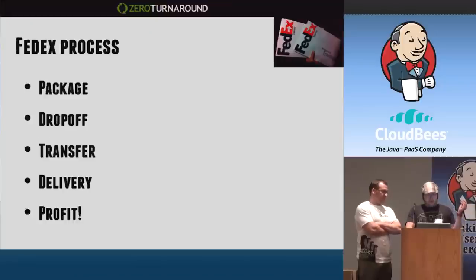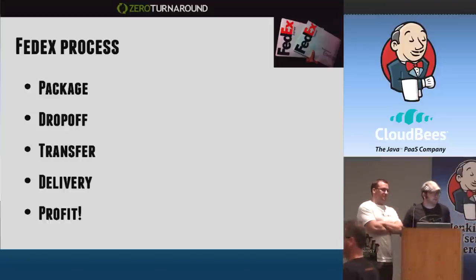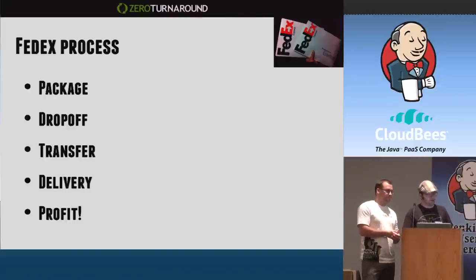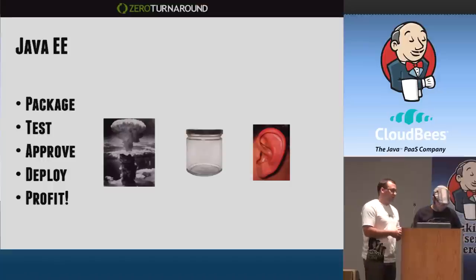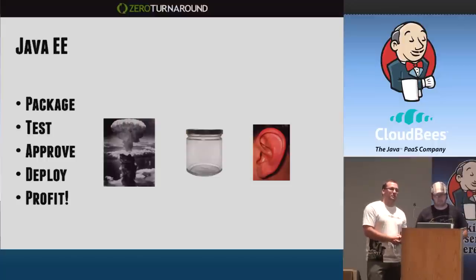Okay, to get started, we start with the FedEx process. I'm sure you've heard about FedEx, and the analogy that we bring here is that in FedEx, you package your stuff, you drop it off at some office, and it gets transferred from point A to point B, probably going through some other points in between, and it gets delivered. And these steps are transparent. You can log into a system and check where your package is. It could be the same with software, or Java here. You could package a web archive, and someone tests it and approves it. Someone pushes the big red button to deploy it. And maybe you get the profit of that.